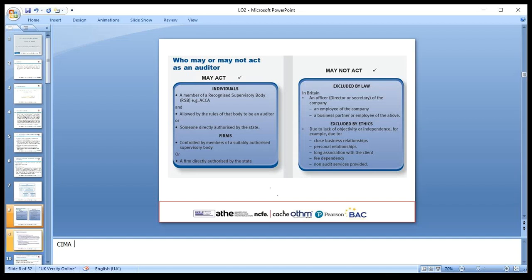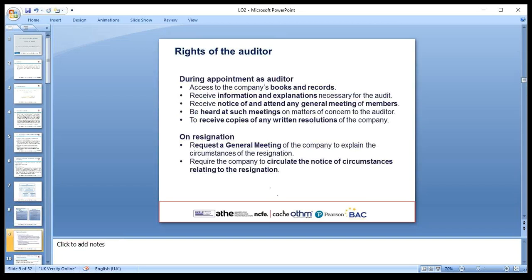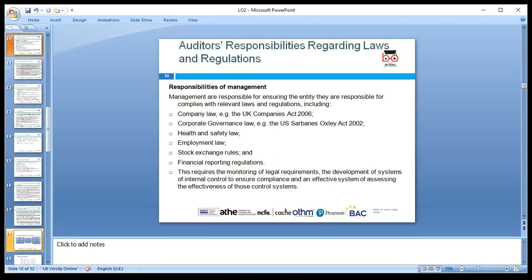Next we're looking at the rights of auditors. During the appointment of the auditor, they can access the company's books and records, information and explanations, and all general meeting records. By law, auditors have a right to do so. Auditor responsibility regarding laws and regulations: management are responsible for ensuring the entity complies with the laws, like the Companies Act, corporate governance, Health and Safety Act, employment law, stock exchange regulations, and financial reporting, which is crucial.